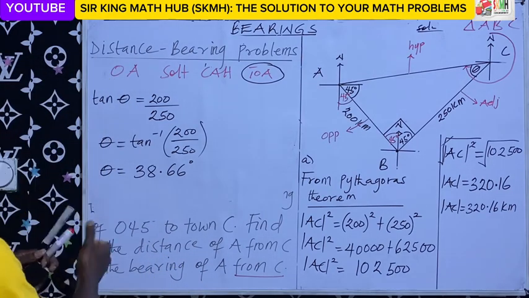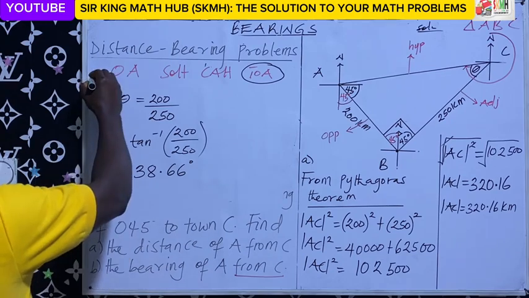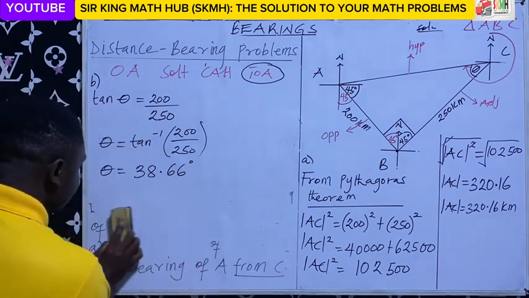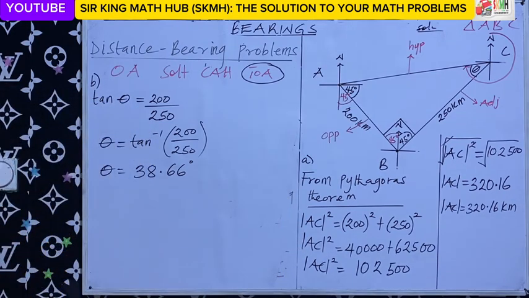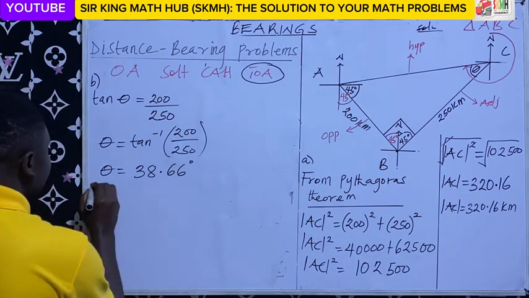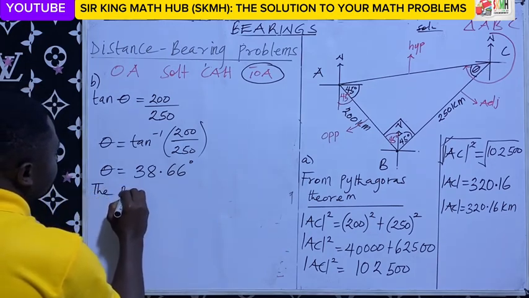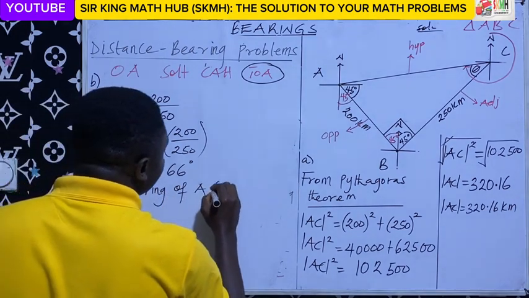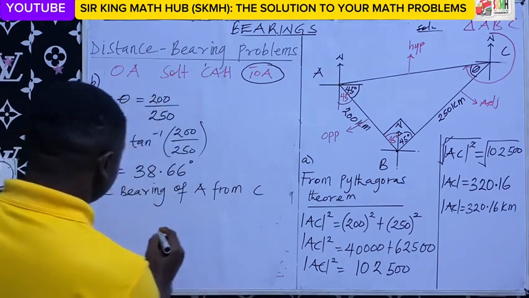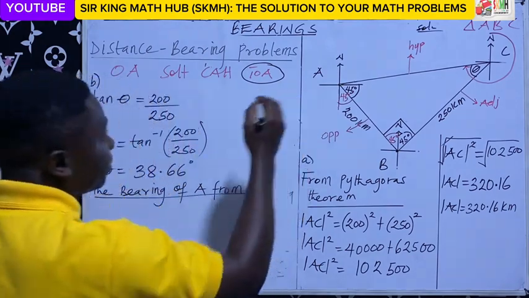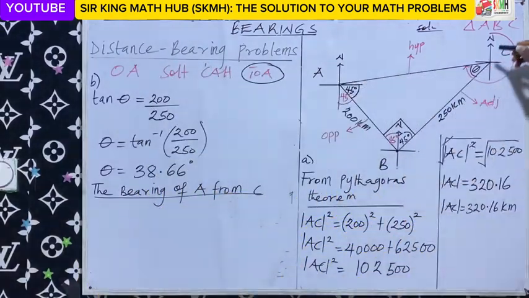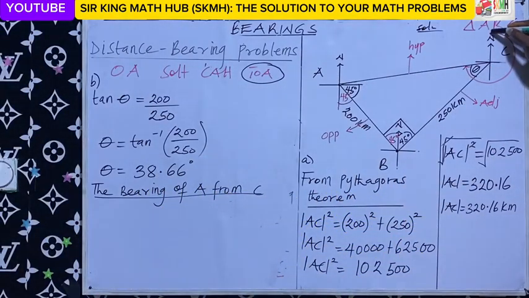So this is our B part. Finally, the bearing of A from C. From the diagram, it means that we have to start measuring the angle from the geographical north in the clockwise direction.